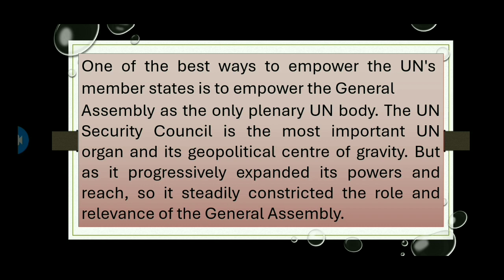The UN Security Council is the most important UN organ and its geopolitical center of gravity. But as it progressively expanded its powers and reach, it steadily constrained the role and relevance of the General Assembly. Okay.